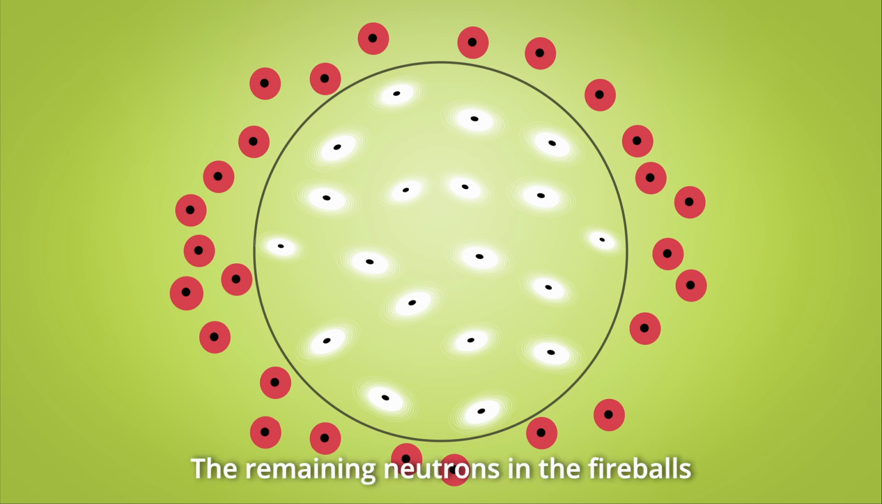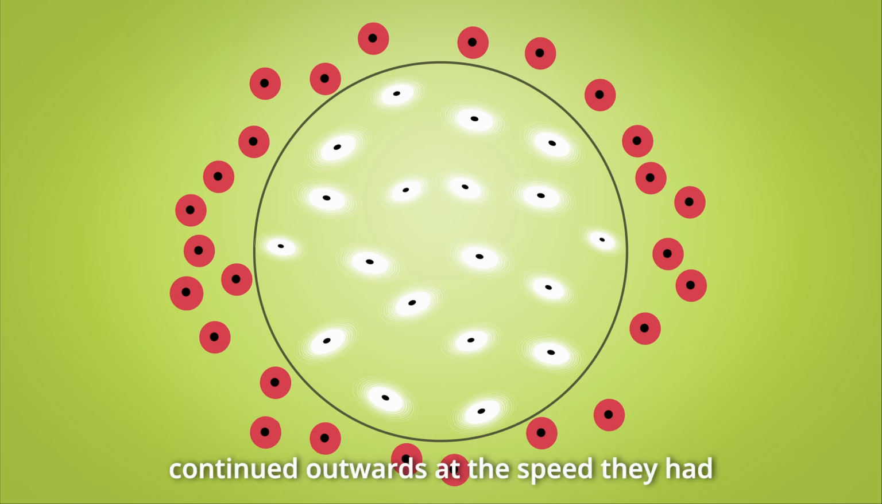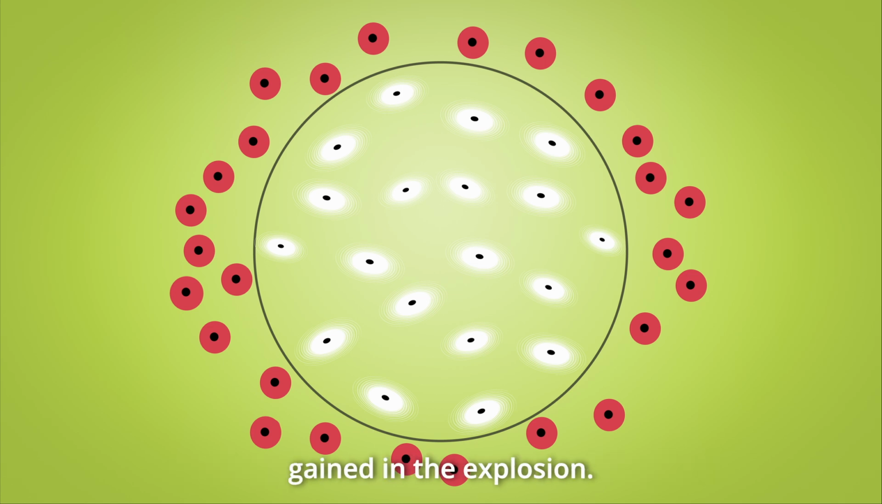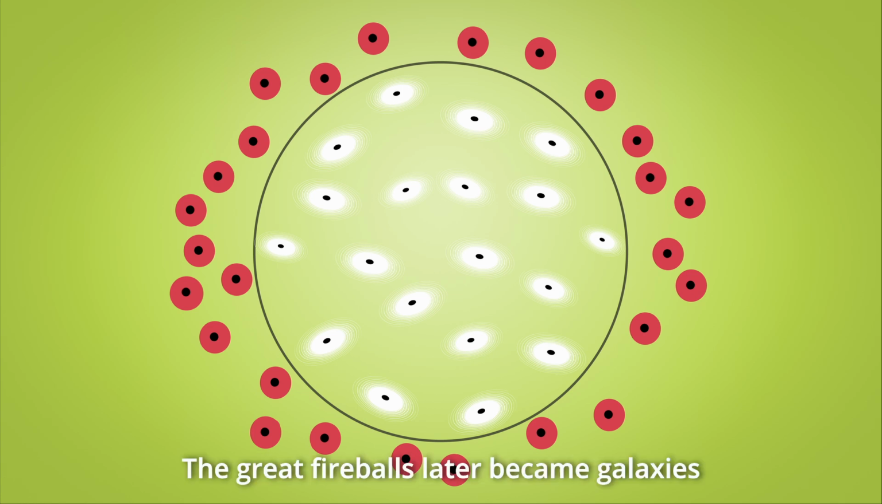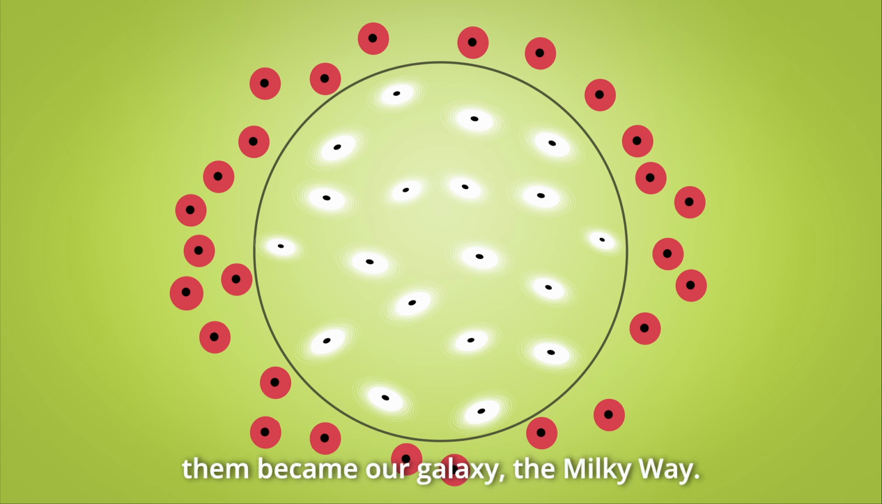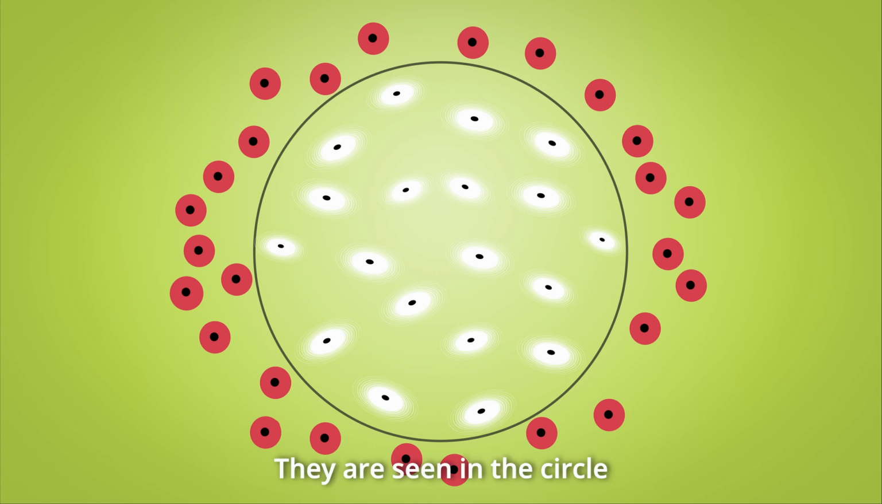The remaining neutrons in the fireballs continued outwards at the speed they had gained in the explosion. The volume of the inner universe increased, and thus the temperature and pressure decreased. The energy density of the Carr field decreased, and thus the formation of particles ceased. The great fireballs later became galaxies with bright stars and planets, and one of them became our galaxy, the Milky Way. They are seen in the circle which is our inner universe.